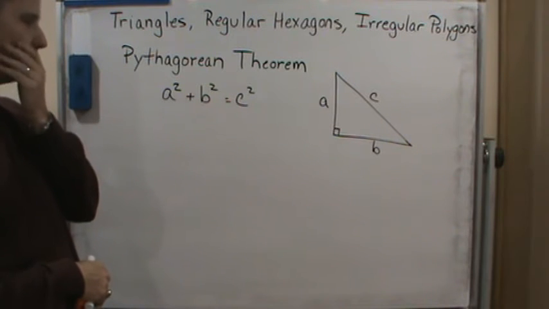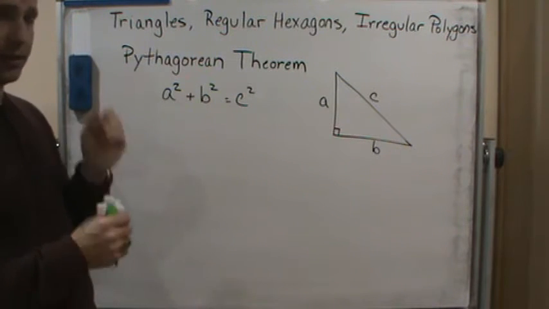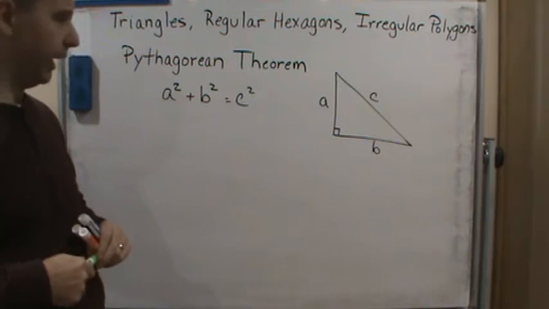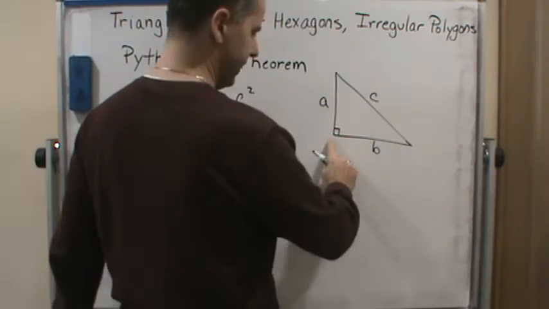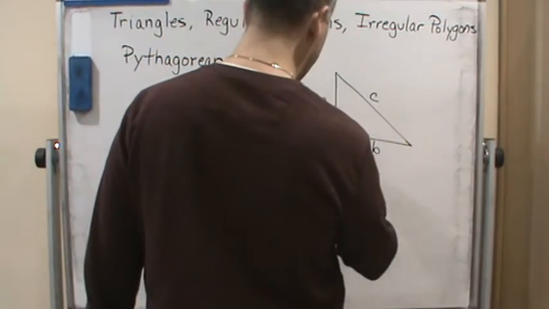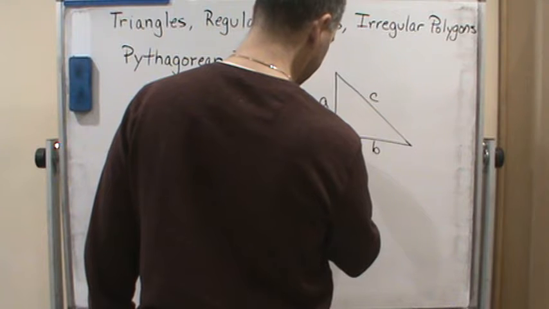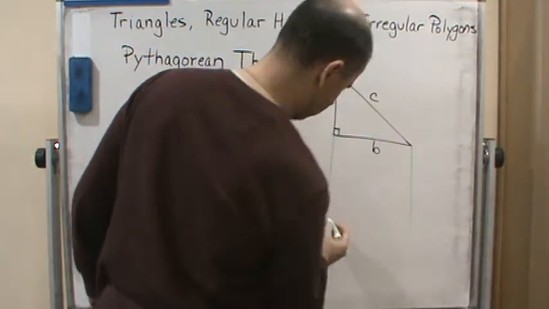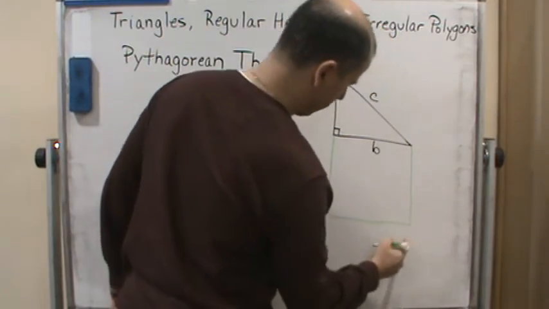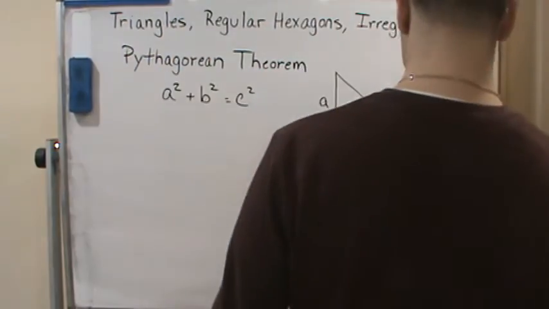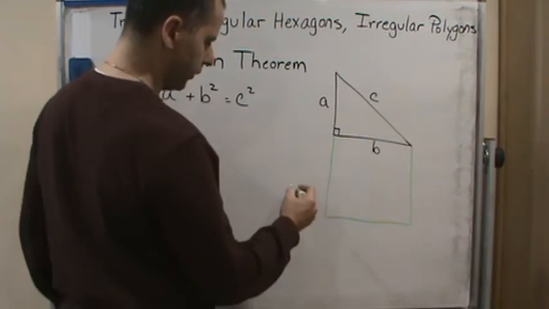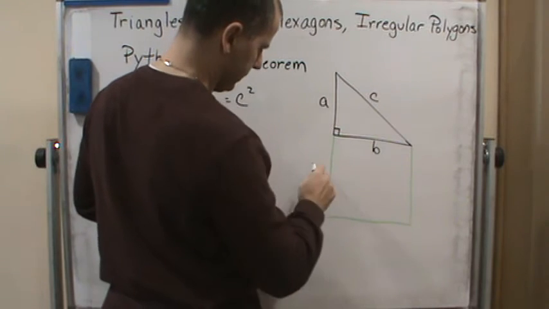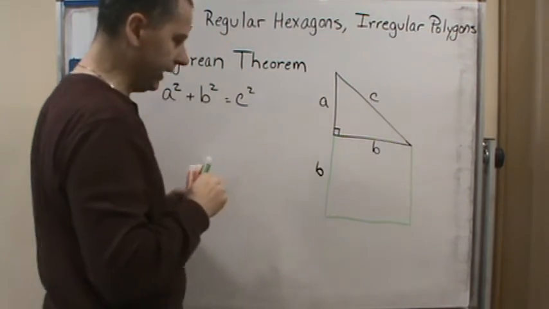Okay, so now, how did he discover this? Well, he discovered it by working with areas. Okay, what he found was if you take the length of this leg and you form a square on that leg, that means this side is also length B, right?